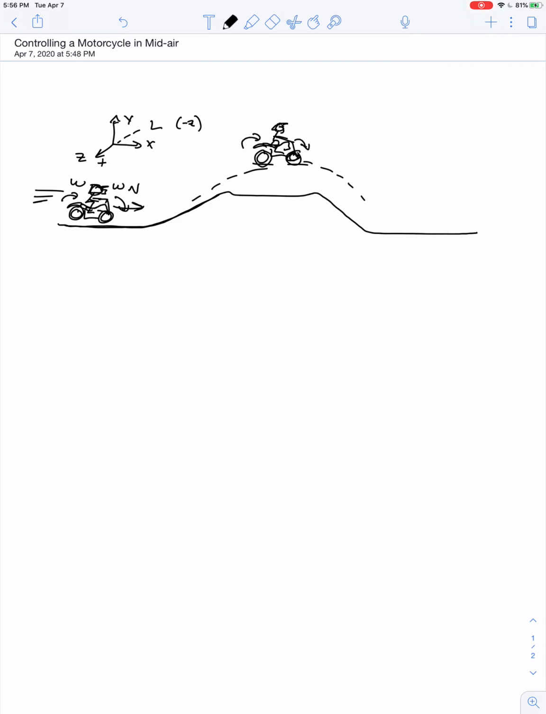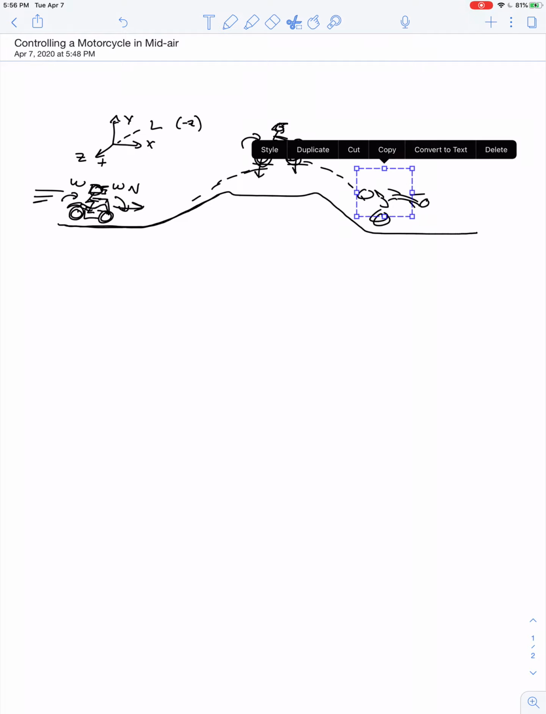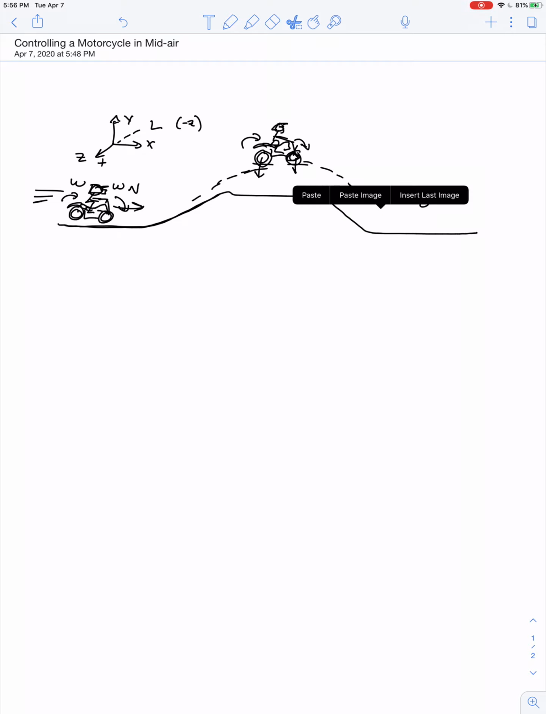But every now and then, something would go wrong, and either the front wheel would be too low, and so when we'd land, we'd crash and go flying off our bikes with the front wheel hitting first. And then every once in a while, we'd find ourselves in midair with the back wheel too low and the front wheel up too high. And then when we landed, if the back wheel landed first, often what would happen is we'd go flying backwards off the bike, and the bike would get away from us.